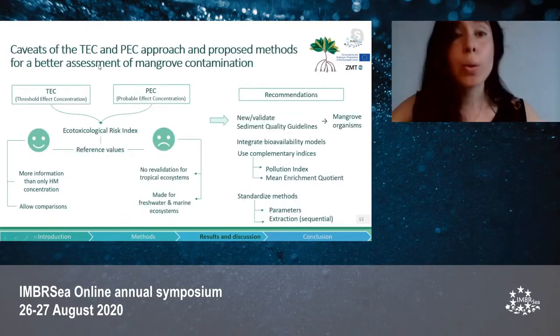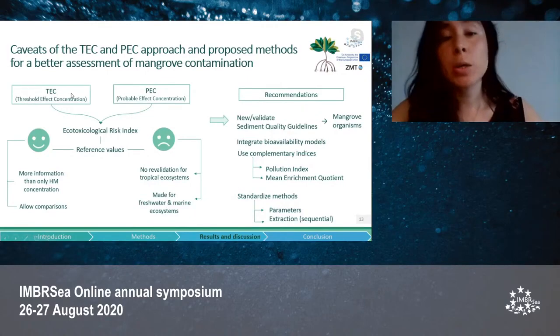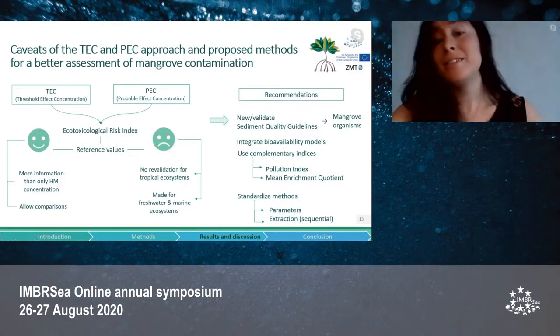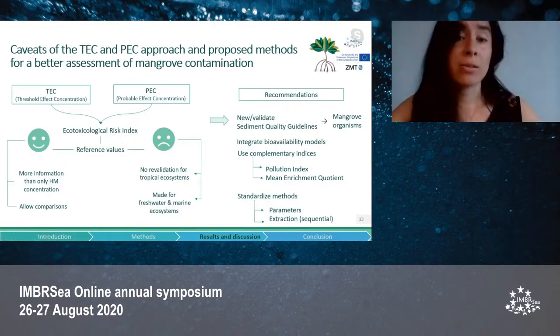So now I would like to go through the approach that I used for the maps and some comments about it. The threshold effect concentrations and the probable effect concentrations both act as ecotoxicological risk indices, and they are reference values. They provide more information than only the heavy metal concentration, they provide information about ecological risk, and they also allow comparisons not only between regions, but also over time and between heavy metals. That would not be possible if I only used the heavy metal concentration.